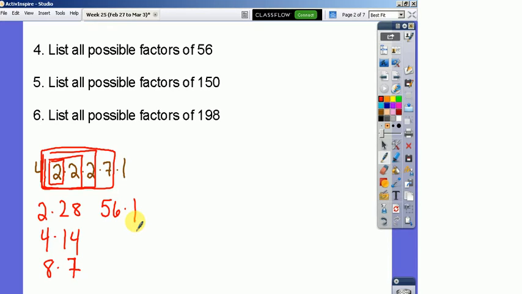So for 150, we have 2 times 3 times 5 times 5 times 1. I'm going to work with 2 first. 2 times 1.